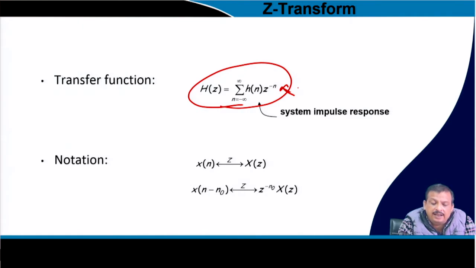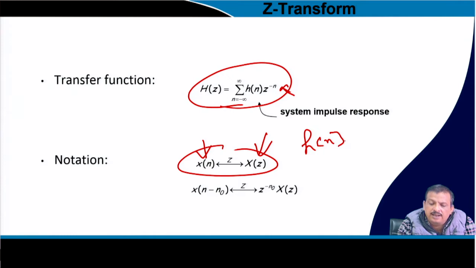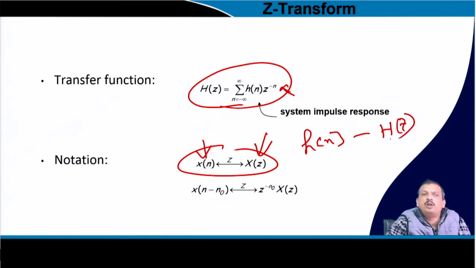This is a notation you have to remember. If x(n) is a time domain signal, then X(z) is the z domain signal. If h(n) is a time domain signal, then capital H(z) is the z domain signal. So when I write z domain, it will be capital and it will be z. Z domain means complex domain, which is equivalent to frequency domain. Let us go to the properties of Z transform.